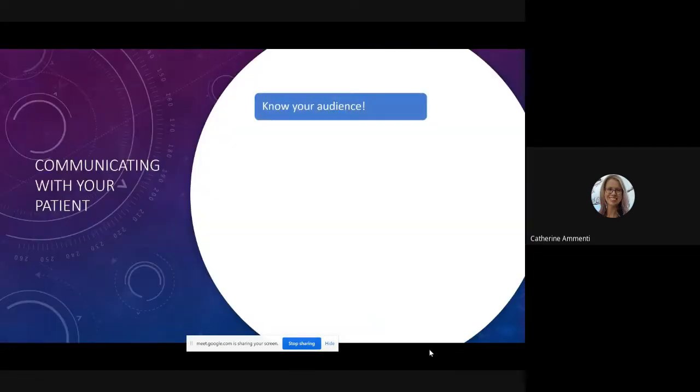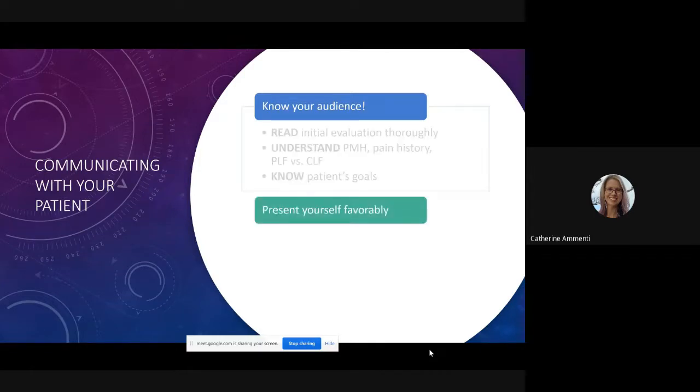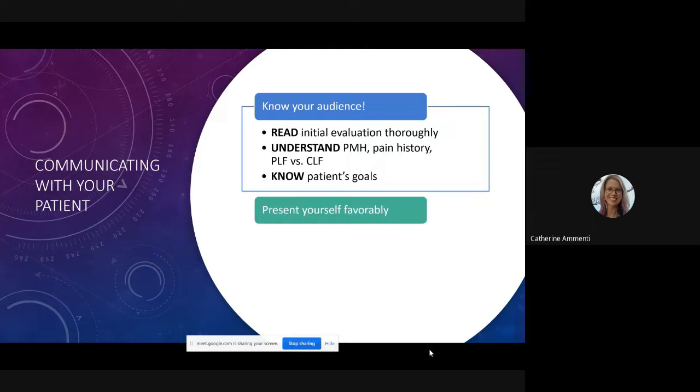So you want to know who your audience is. Who is this patient that you're talking to? You're going to know that by reading the initial evaluation thoroughly, so always go back to the initial evaluation. The primary physical therapist wrote down all kinds of information about this patient. You want to understand their past medical history, what their pain history looks like, what their prior level of function was, and what their current level of function is. That gives you some indication as to how debilitating their current condition is for them.